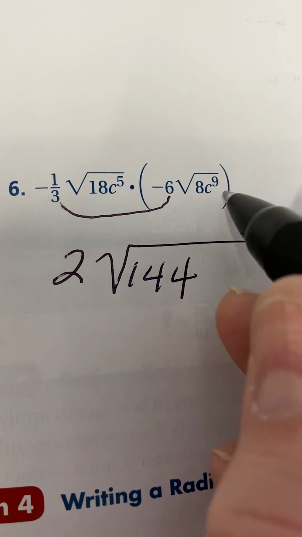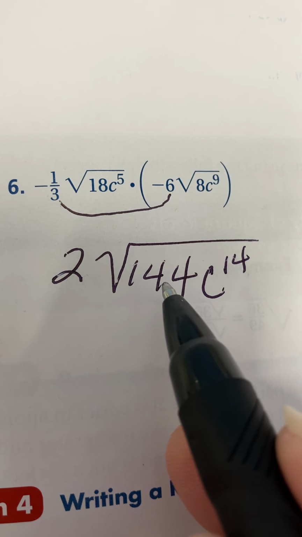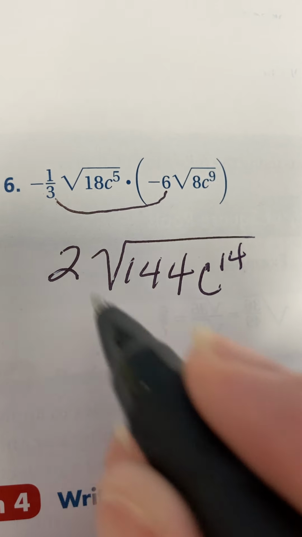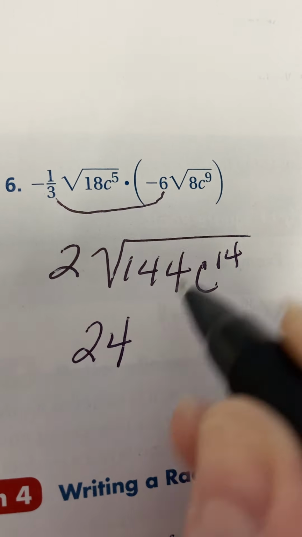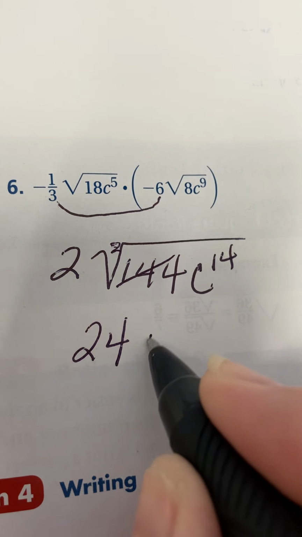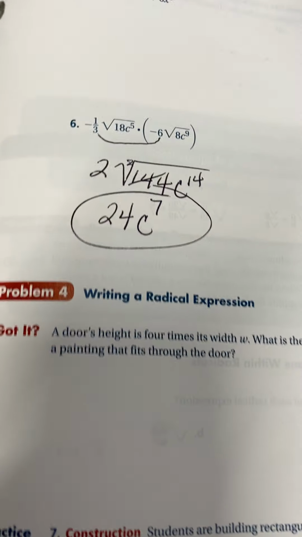And then when I combine my c's, I add my exponent, so I get c to the 14th. Well, 144 is a perfect number. It is 12, so 144 comes out as a 12, and the 12 multiplies to the 2 to give me 24. All right, that takes care of that. I have that 2 here. 2 goes into 14 evenly 7 times. I don't have any remaining, so there's my finished answer.